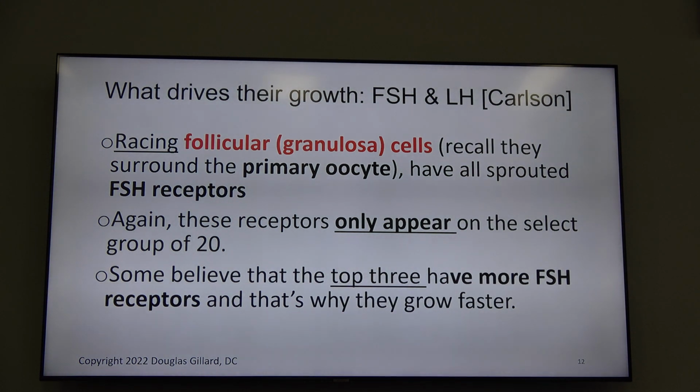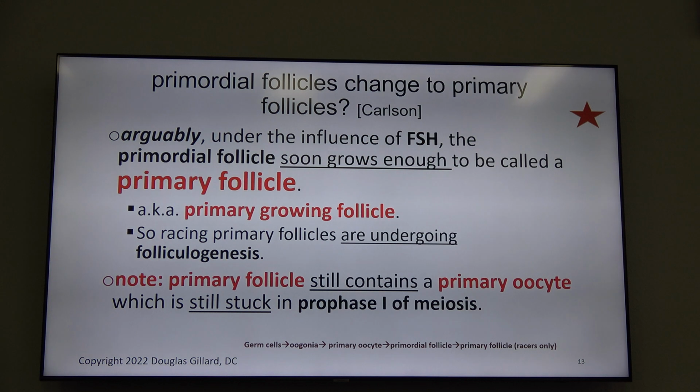Okay, so what drives their growth? Why do they grow, and how does this work? These racing follicles have sprouted some receptors, and they appear only to be on the 20 that wake up. It's believed that they all get a start, but what makes the top 3 pull away from the pack? One theory is they simply have more FSH receptors than the other ones. The more FSH receptors you have, the more FSH combines to the cell and stimulates its growth. And the theory is the one who actually wins has more FSH receptors than the others. It's probably more complicated than that.